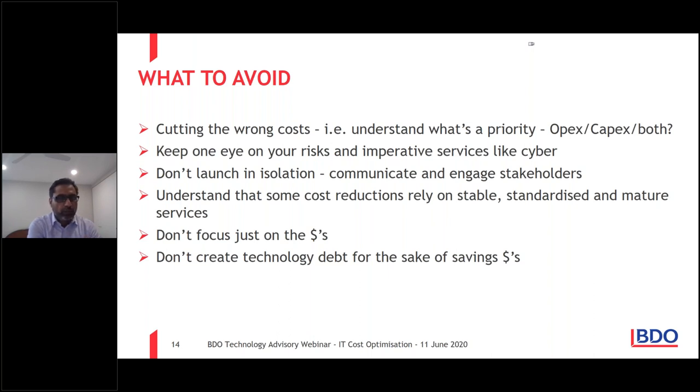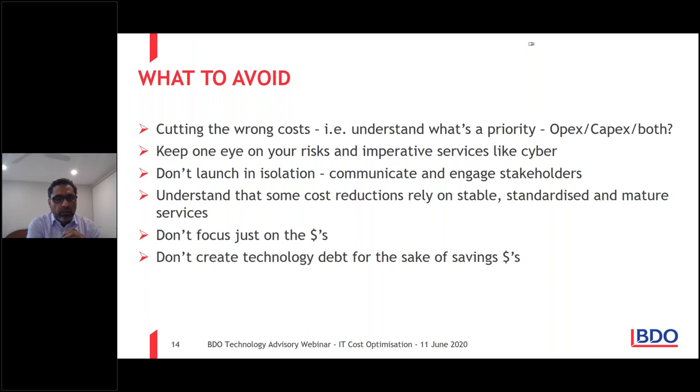Linked to that is the second part, which is keep an eye on the risk and what's critical. Cyber is one of those areas that is absolutely critical, irrespective of the size of organization. The amount of cyber attacks and the cybersecurity risks that we are seeing, it's there all the time, and it's becoming more and more. So when you're looking at cost optimization, keep an eye on the risks and avoid touching areas which will expose the organization to undue risks.